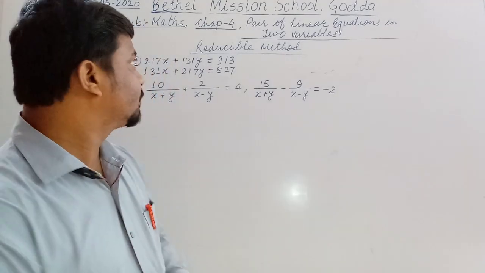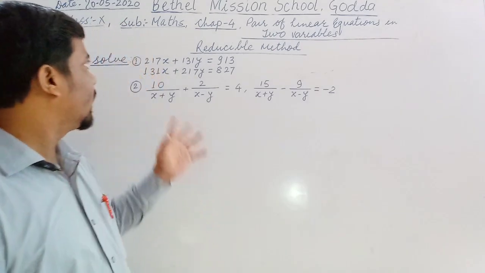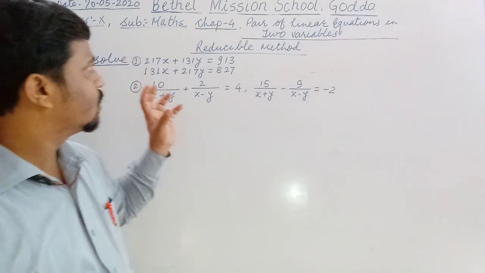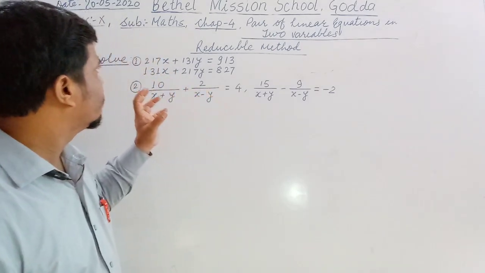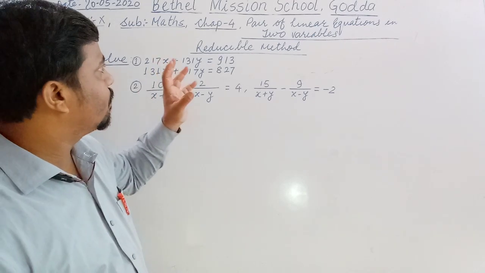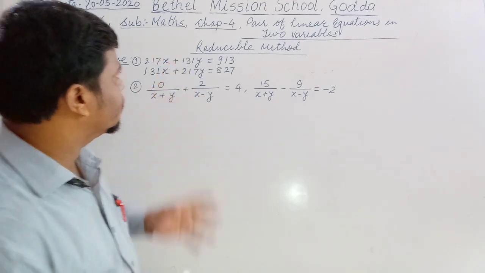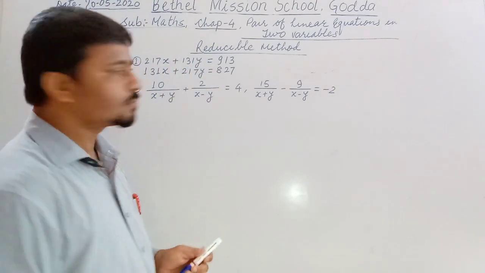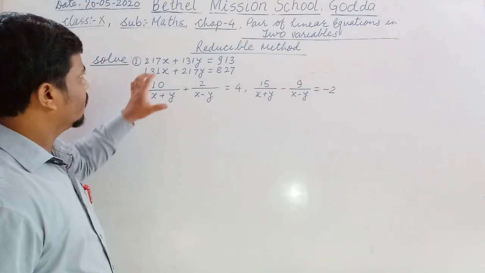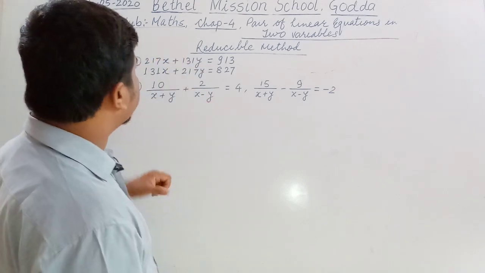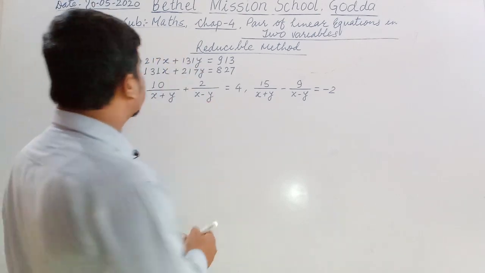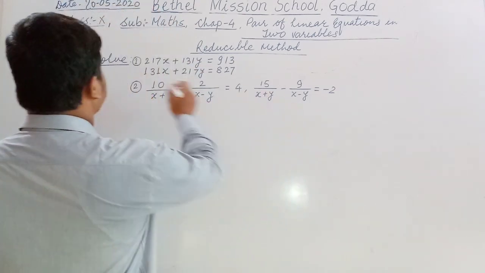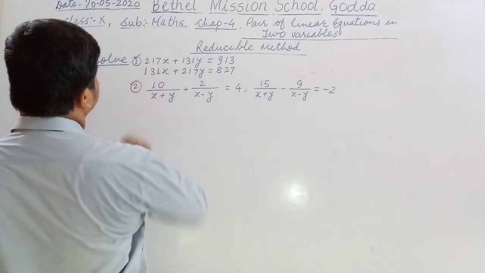How are you children? So today we will solve the linear equation in two variables and some special property that is called the reducible method. So what is the reducible method and how will this be applied? Just see, you can see two questions on the board.